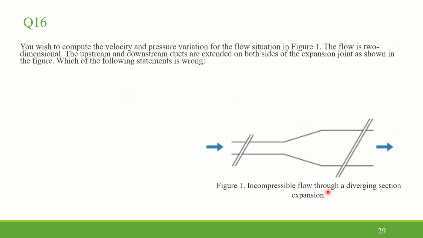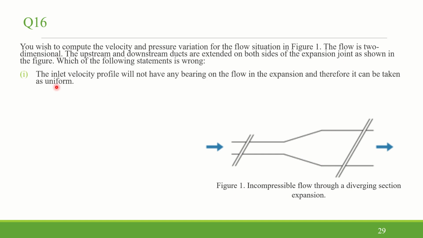Okay, and upstream ducts and downstream ducts are extended on both sides of the expansion joints, as shown in this particular figure. Now we are asked to identify which of the statements is wrong. So we need to identify the wrong statement. Previously we have been seeing which is right. Now we are identifying a wrong statement.